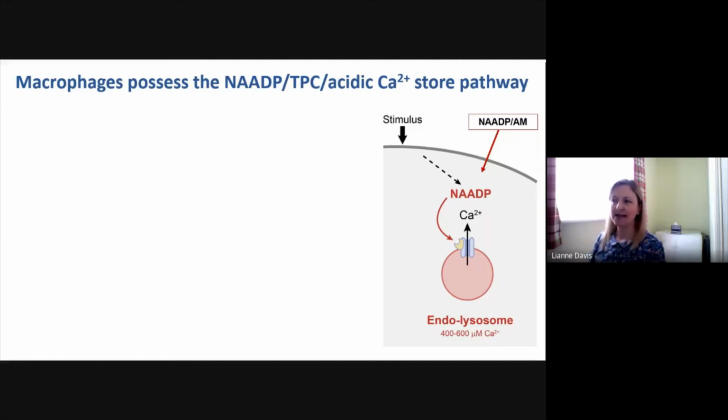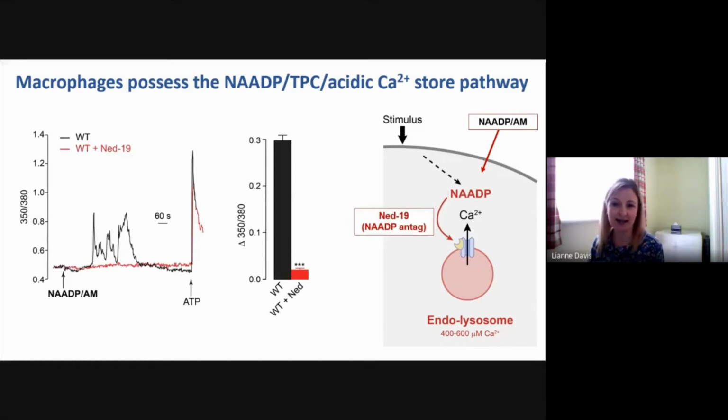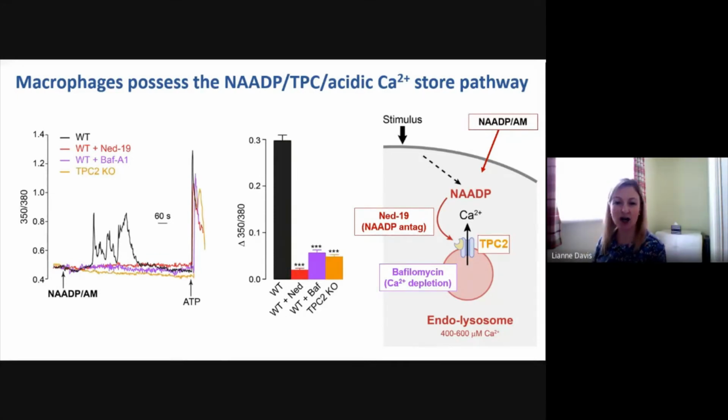version. In control cells, NAADP-AM evokes calcium oscillations, and importantly, these are blocked by the NAADP antagonist, Ned-19, inhibition of the lysosomal calcium storage with bafilomycin, or by eliminating the NAADP target channel TPC2 in macrophages from knockout mice. This shows that the NAADP-TPC axis operates in macrophages, but the next step is to ask whether it's important for phagocytosis.